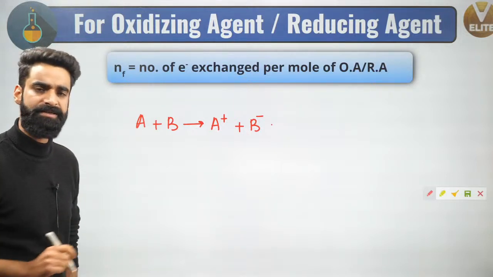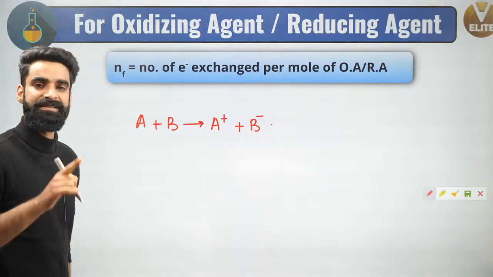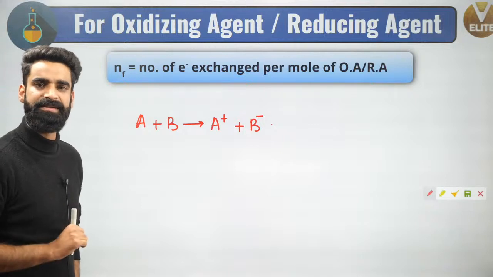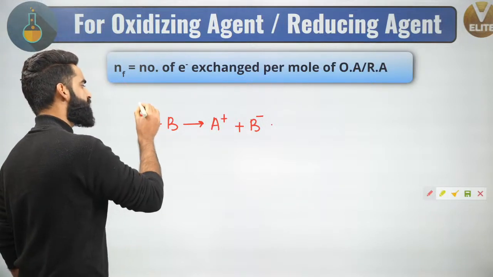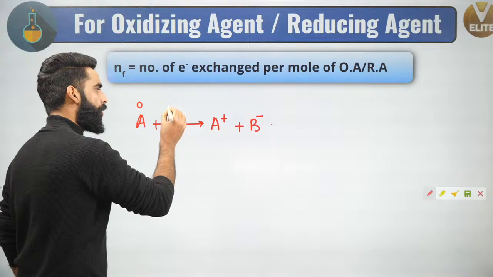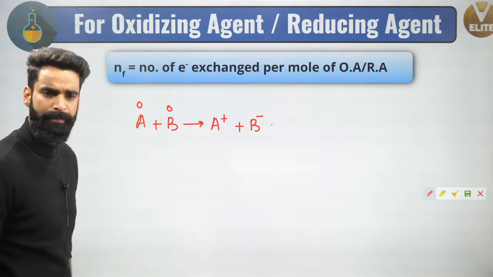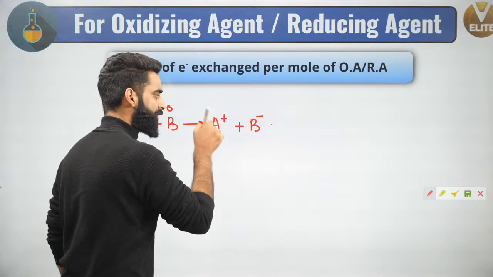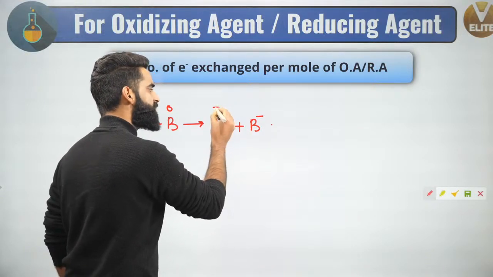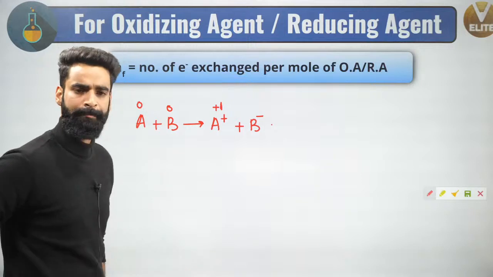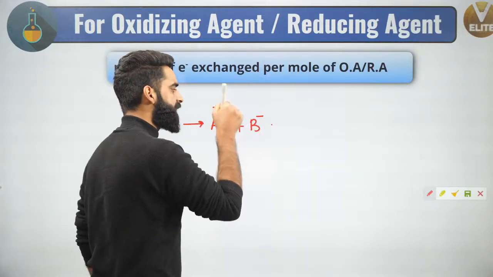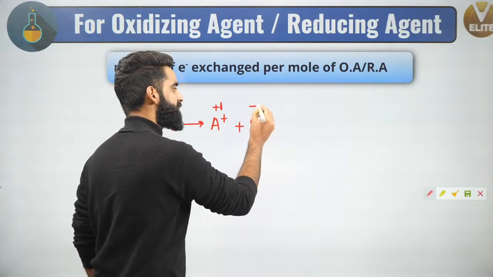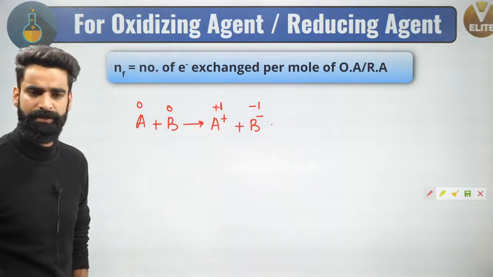We have already discussed, whenever the element is present in its standard state, its oxidation state is taken as 0. So I would say the oxidation state of A right here is 0, the oxidation state of B right here is 0. What is the charge present on this A right here? The charge present on A is +1, so its oxidation state is going to be +1. What is the charge present on this B-? It's going to be -1, so its oxidation state right here is -1.